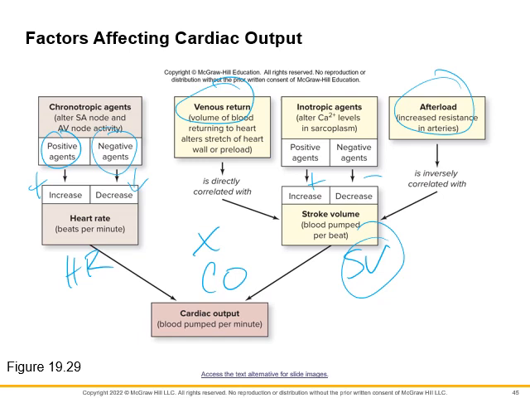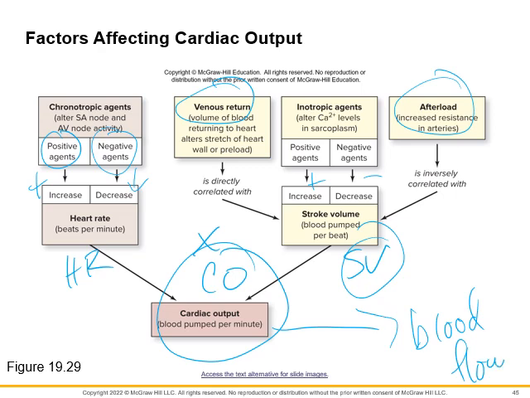So go back and look at this. Name something. What's a positive agent that increases heart rate? What's a negative agent that decreases heart rate? If you can go through and give me one example for this flow chart, you'll be well on your way to understanding how stroke volume and heart rate can be affected. And then remember how this all ties into cardiac output, or what we would consider our blood flow.